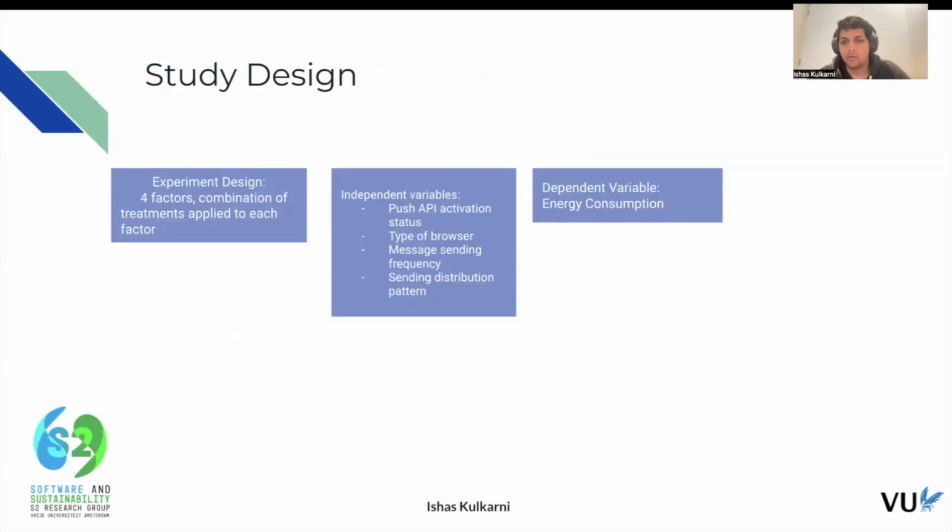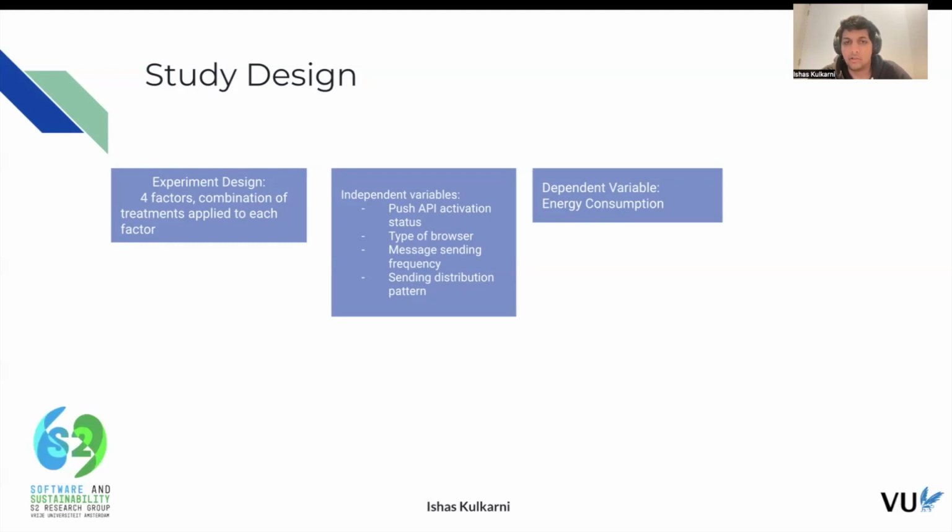Moving on, we move towards the study design of our experiment. Our experiment consists of mainly 4 factors and combinations of treatments applied to each factor. The independent variables for our experiment are the push API activation status, which could be enabled or disabled, and the type of browser, which in our case is mainly Chrome and Firefox.